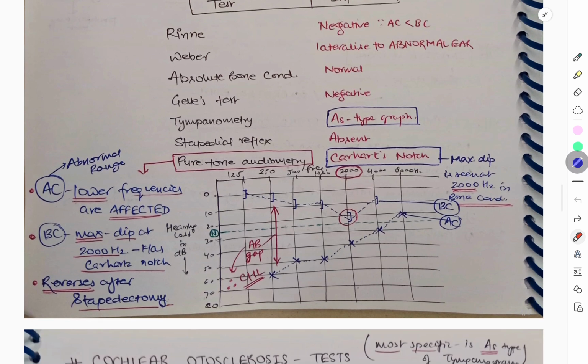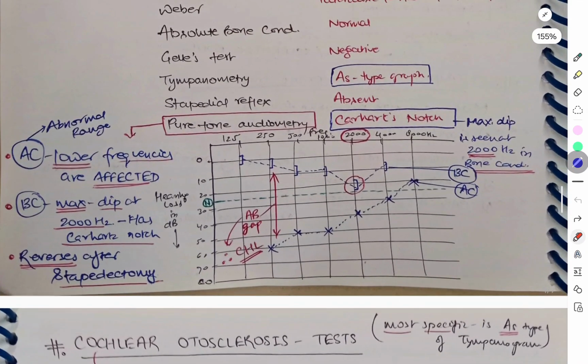And in pure tone audiometry, it is very important, you will have Carhart's notch. So how to remember it? Suppose 'Oto' as otosclerosis, Oto has two, so you can remember that at 2000 hertz there is a sudden dip in bone conduction. Simple. So in pure tone audiometry you will have Carhart's notch at 2000 hertz, the maximum dip in bone conduction. See, bone conduction was here, at 2000 suddenly a dip is there. So this is Carhart's notch, it is seen in otosclerosis.